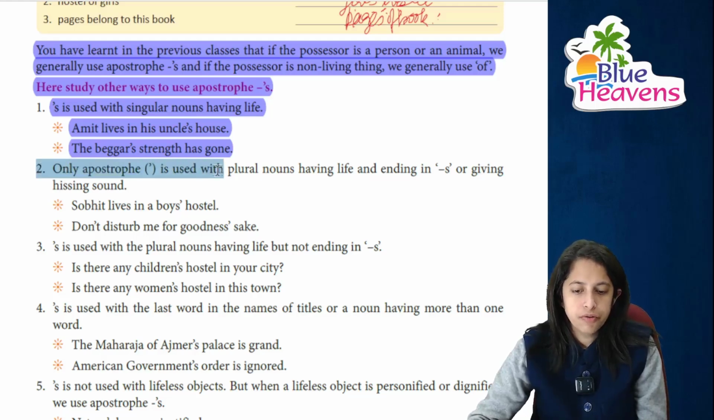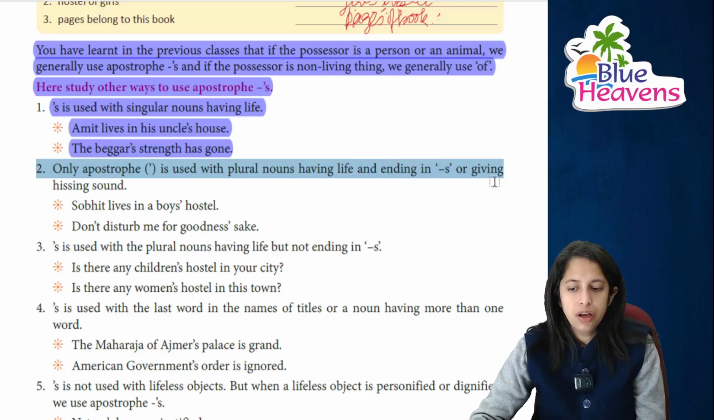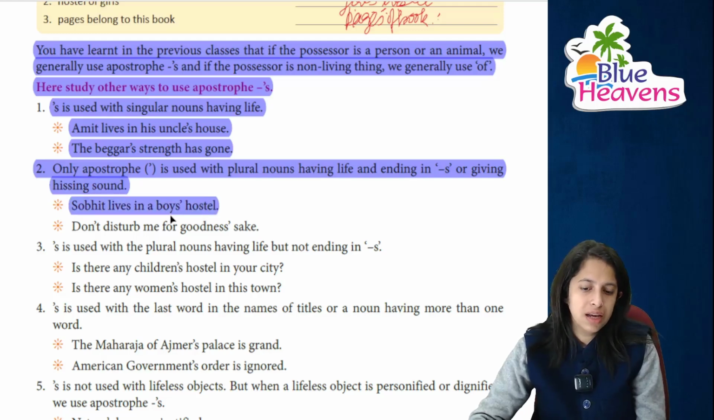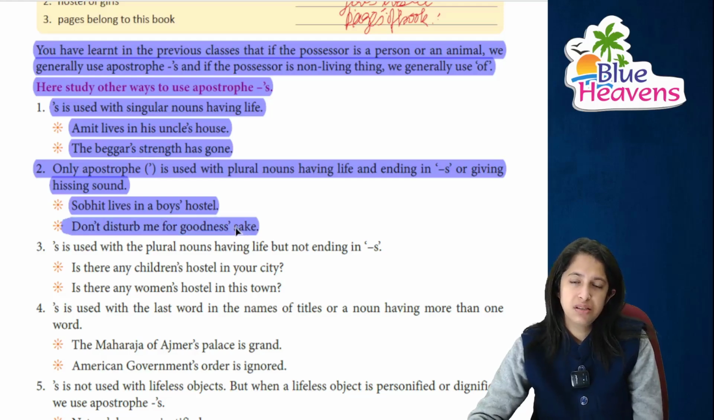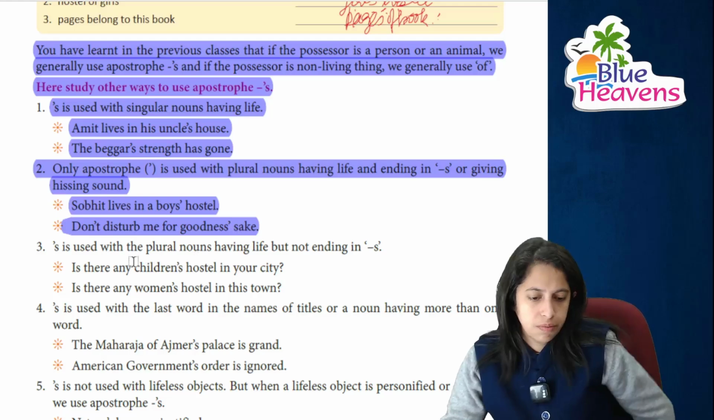Second, only the apostrophe is used with plural nouns having life, जिनके साथ life होती है, and ending with s, and of course it is giving some hissing sound, like Shobhit lives in boys' hostel. Boys में already s है, इसके बाद सिर्फ apostrophe लगाएंगे. Don't disturb me for goodness' sake. Please मेरे को बिल्कुल मत disturb करो.